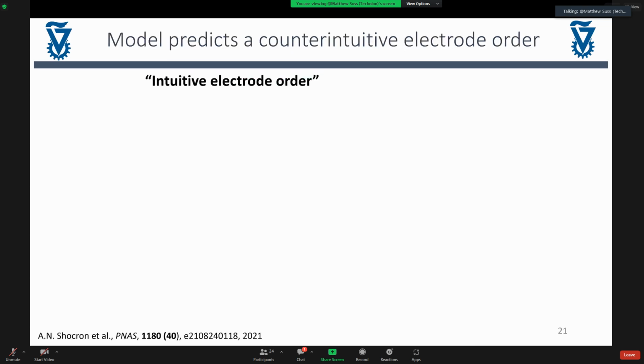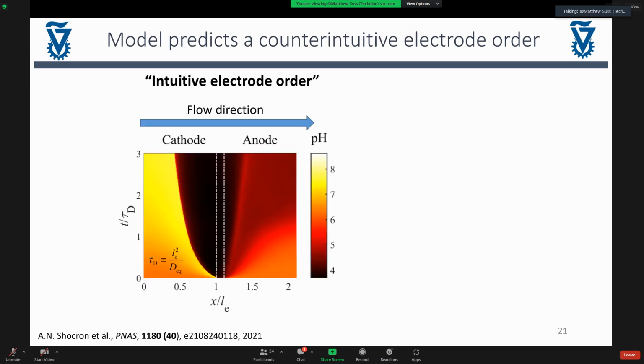Luckily we started with the modeling, because it's a complicated process when you add in pH dynamics. The model told us this result: if we go with this intuitive design where the cathode is upstream, the flow direction is from left to right. This result is a spatio-temporal plot of pH. X is the position in the cell, so cathode on the left, separator in the middle, this thin region, and then anode on the right. Time is on the y-axis, and color is the pH. So we're looking at the dynamics of pH in the cell as you charge.